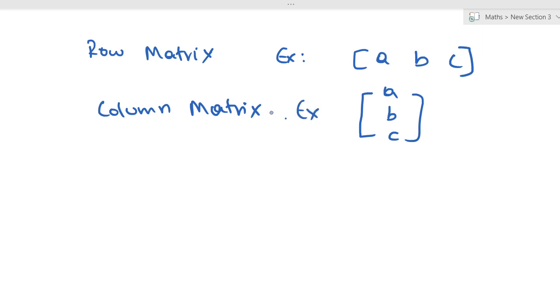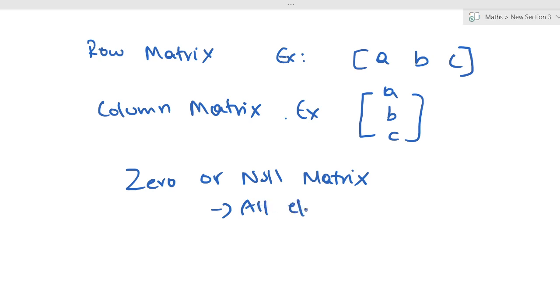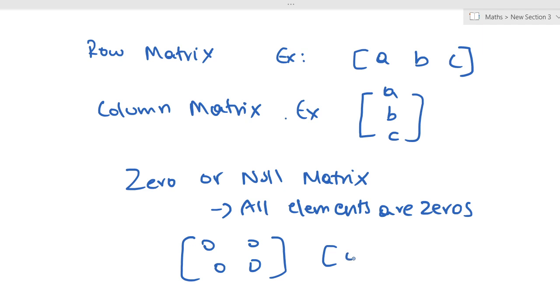And zero or null matrix: all elements are zeros. Example: 0 0 0 0, 0 0 0. So you can take any number of examples with element 0.